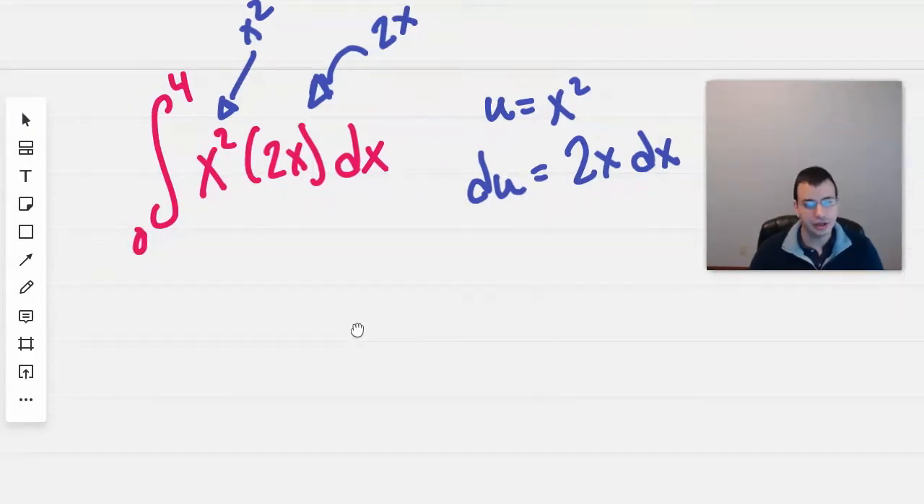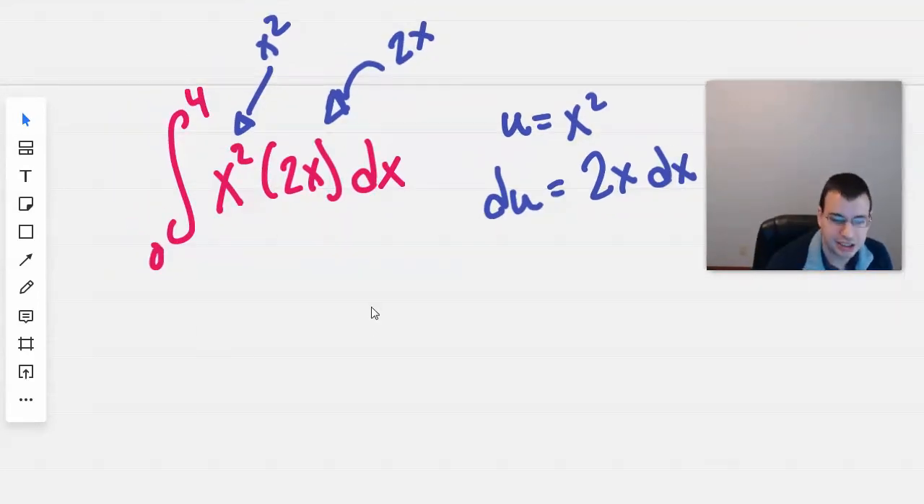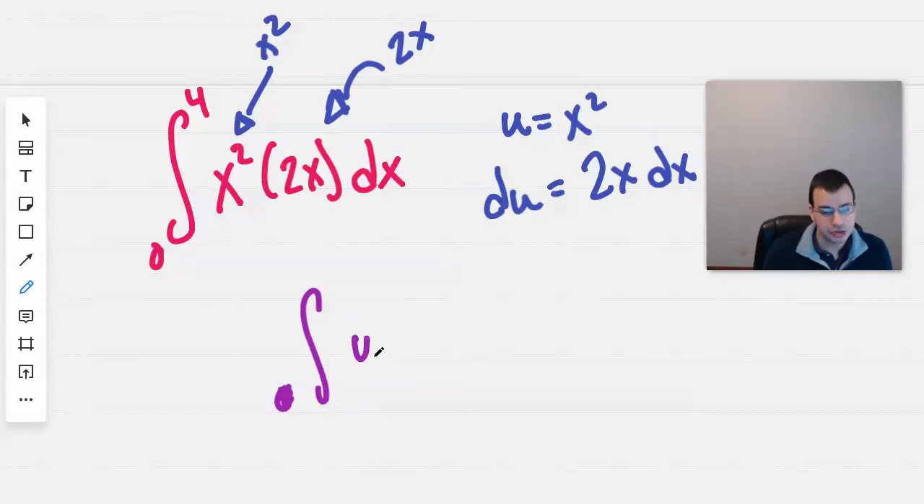So from here, we can just take these and substitute them back into our original equation. We have 2x dx, that is du.